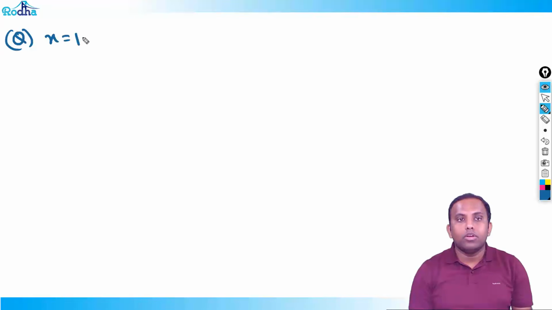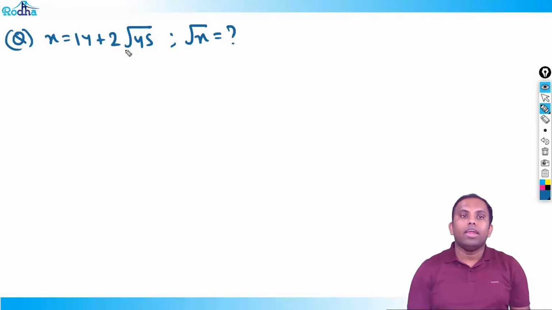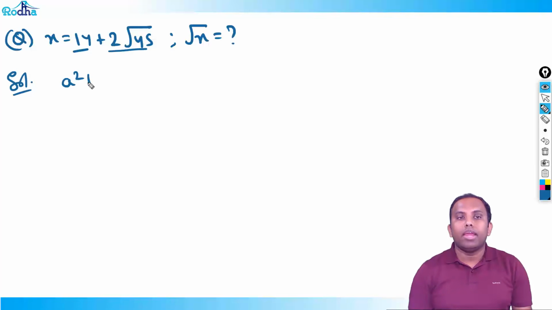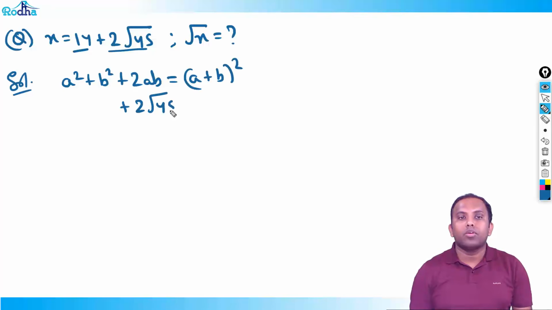x is equal to 14 plus 2 root 45. What is the value of root x? x is 14 plus 2 root 45. What is the value of root x, right? So what I'm doing again here is converting, since there are two terms here, in the form of a square plus b square plus 2ab, which is equal to a plus b whole square. What is 2ab here? 2ab is 2 root 45. And a square plus b square is equal to 14 here. So 14.